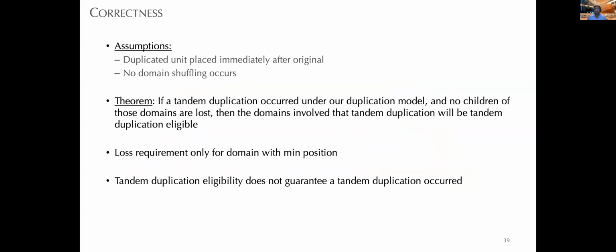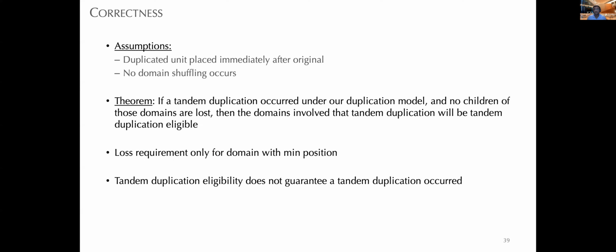So we make two assumptions in our model. The first is that duplicated units are placed immediately after the original. And the second is that we assume that domain shuffling does not occur. So that means if you have a domain that existed before another domain in a sequence, those two positions will never swap later on. So under those assumptions, and assuming that no losses follow a tandem duplication, we can show that if a tandem duplication occurred to certain domains in a protein, then the internal nodes in the domain tree corresponding to those domains will be pairwise eligible. And that means that we can identify that tandem duplication.